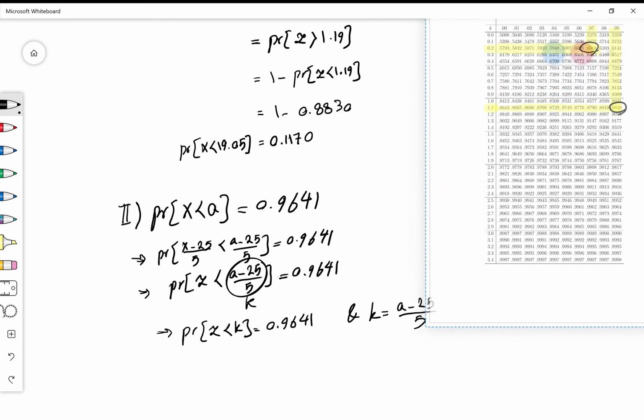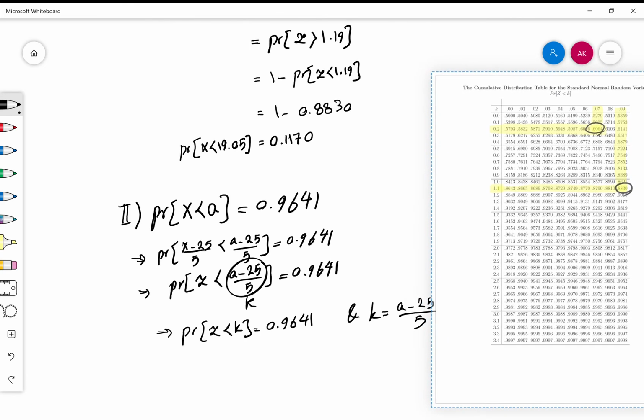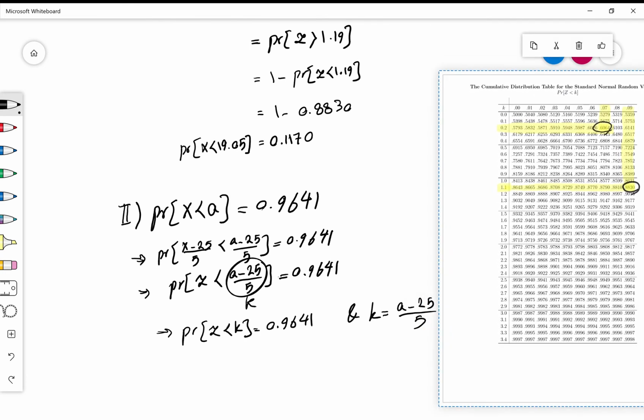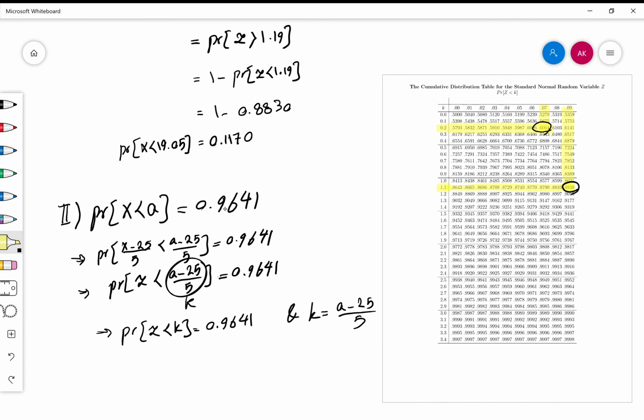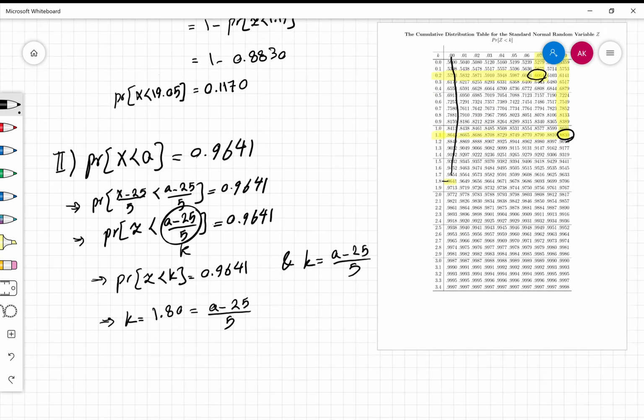Okay, so here z less than k is 0.9641. We have to find 0.9641 in the table, and it is here. So with this row and this column, that means that k is equal to 1.80. But we know that k is also equal to a minus 25 over 5. Well, that's what we want.